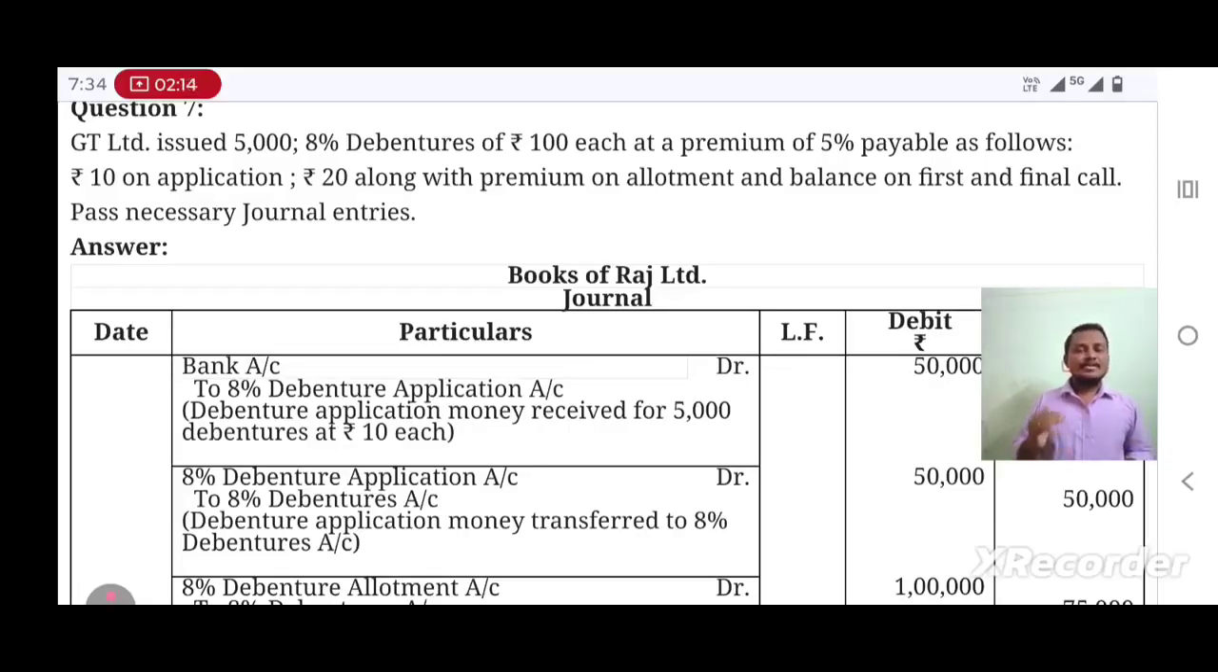So first is the issue entry: bank account debit to debenture application account, 5,000 into 100. In the question it says 100 only, so 5,000 into 100, 5 lakhs. So bank account debit to debenture application is 5 lakhs, 5 lakhs. The next entry will be the transfer entry, debenture application to debentures account, 5 lakhs.